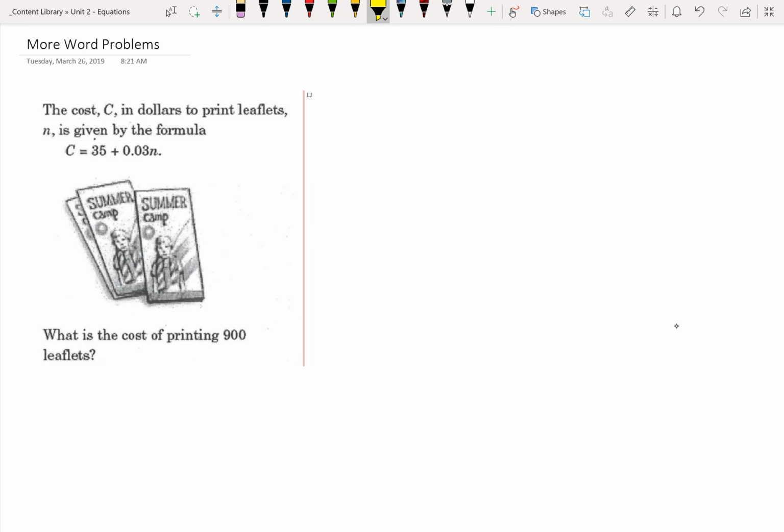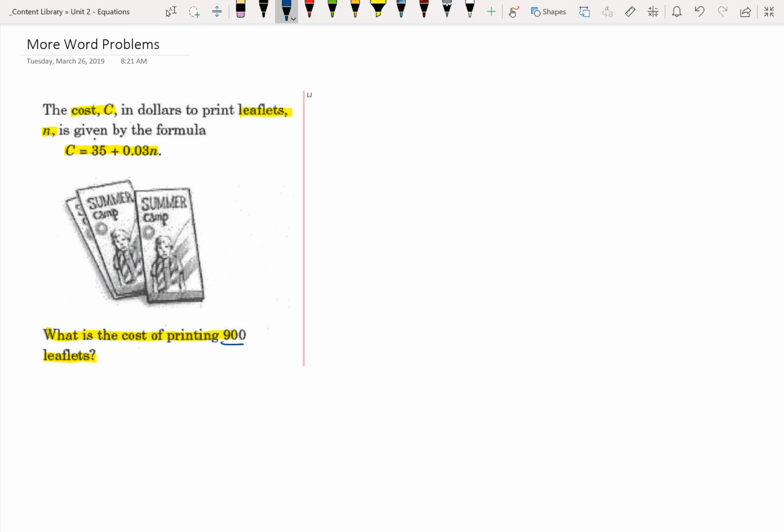So we could read through this again, or you can play it back. But again, let's look through and find some important information. Again, we talked about understanding what the variables represent. So C represents cost, N represents leaflets. We have this formula, C equals 35 plus 0.03N. And the whole last question, what is the cost of printing 900 leaflets?